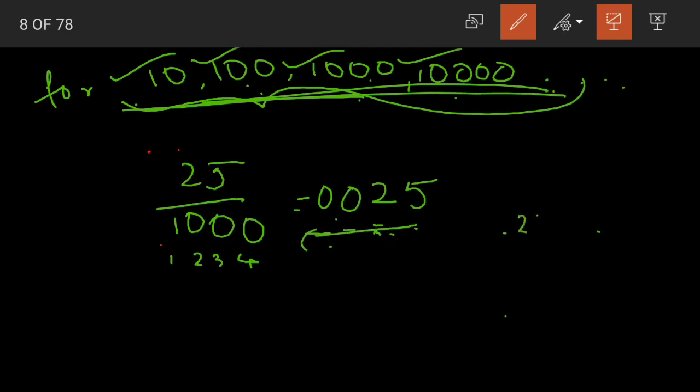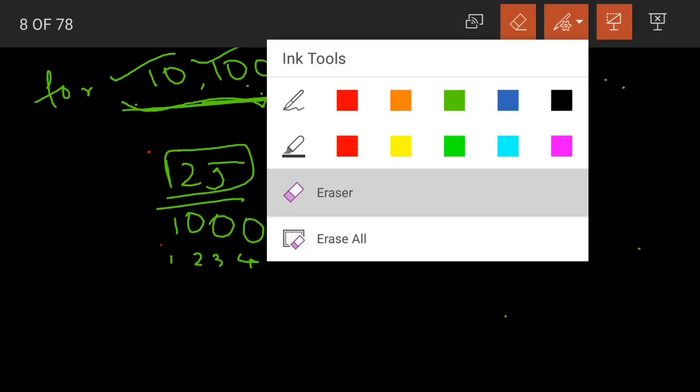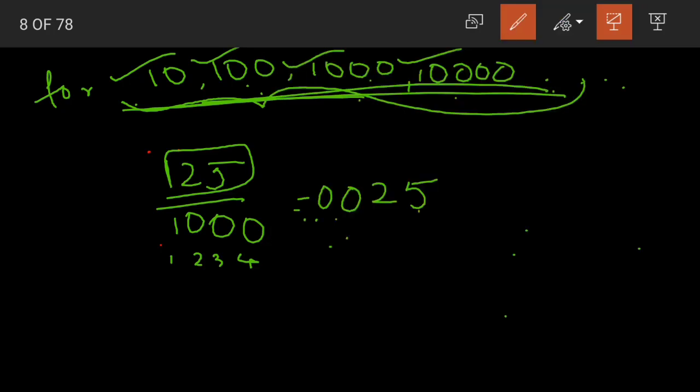Yes, children, what will happen if you place 2 zeros to the right? It will become 2500. But in the numerator we are having 25. So how can we take 2500? We cannot. So that is why you have to place zeros to the left side of 25.